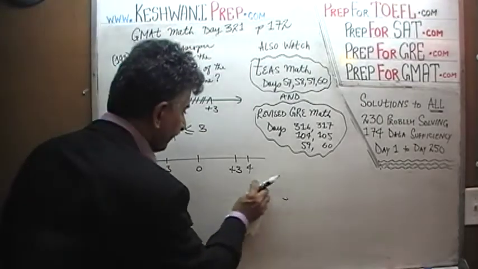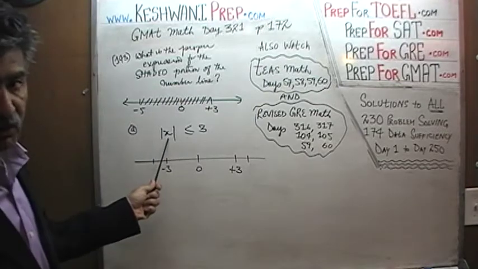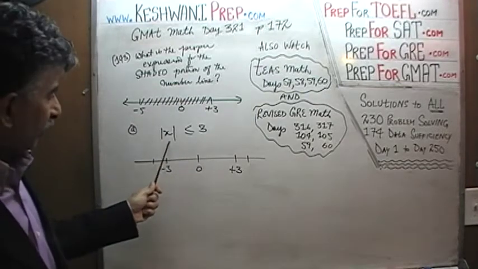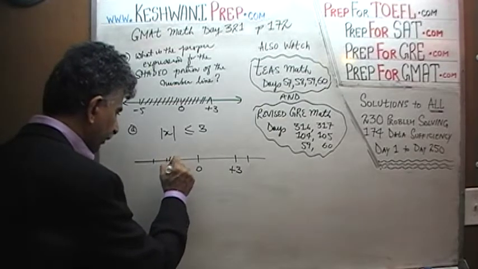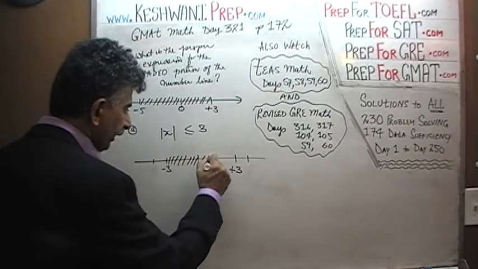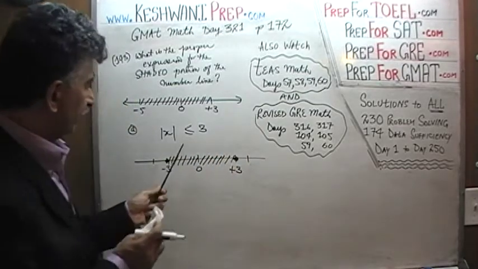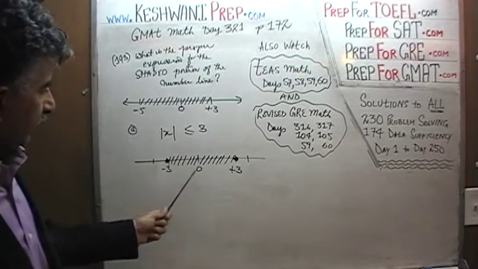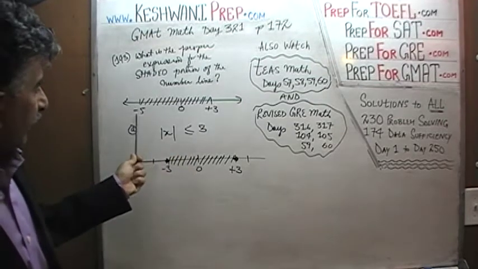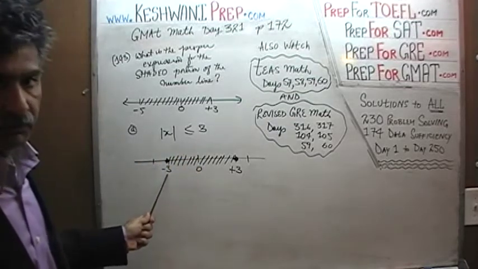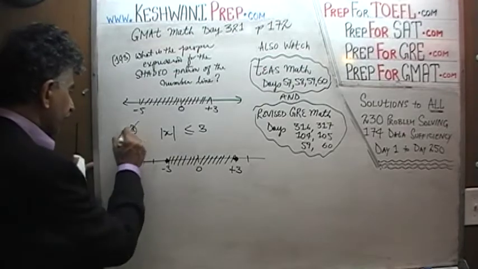So what is presented to us here, absolute value of x is less than or equal to 3, tells us that the value of x has to lie between negative 3 and positive 3. It can be equal to positive 3 or negative 3, because of the equal sign there. It lies between negative 3 and positive 3, but that's not what is shown here. What is shown here is from negative 5 to positive 3, not negative 3. What is shown here is negative 5. This does not correspond to that. The answer choice is not A.